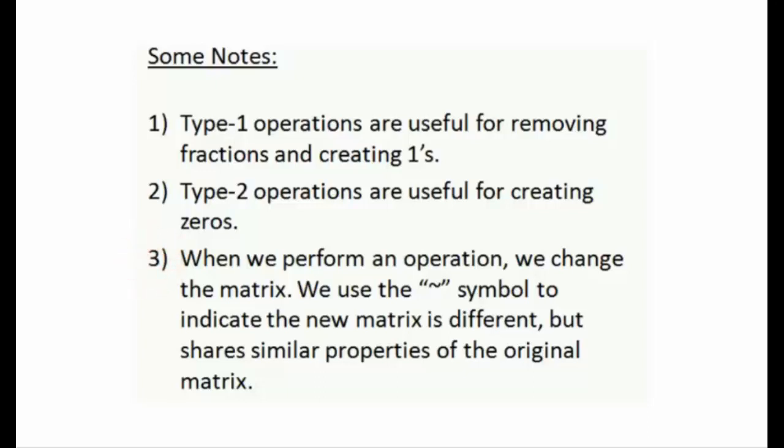The last note is you may have noticed me use this symbol here, this little squiggly line, this tilde, and usually we use this symbol after we've performed an operation on a matrix. When we do an operation to the rows of a matrix, we actually change that matrix. We cannot write an equal sign. So we use this sign just to denote that the new matrix is a little bit different from our previous ones, but all of the properties of the previous ones move to this new matrix that we've created.